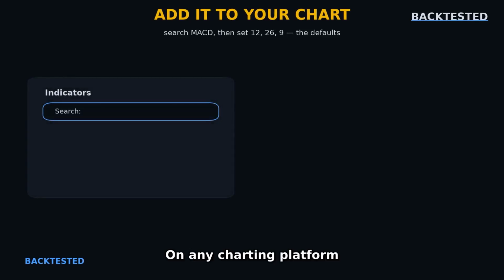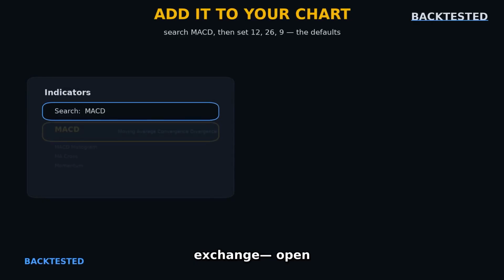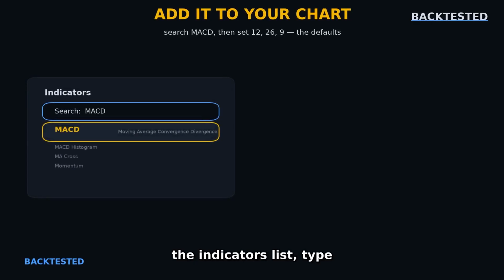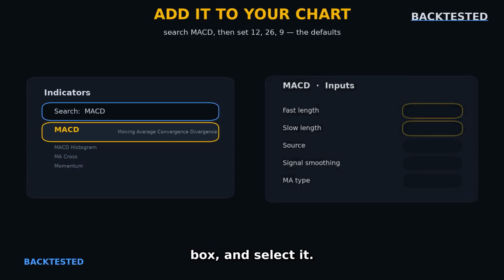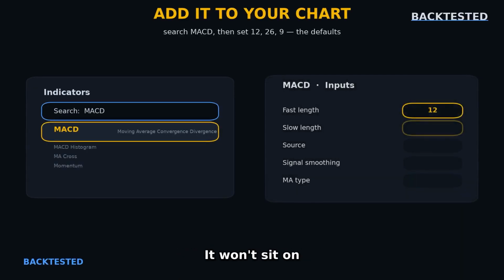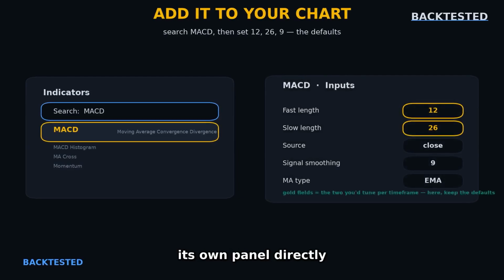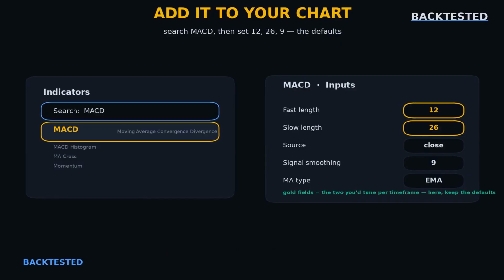Adding it to your chart takes seconds. On any charting platform, TradingView, your broker, an exchange, open the indicators list, type MACD into the search box, and select it. It won't sit on top of your candles. Instead, it appears in its own panel directly beneath the price chart with its own horizontal scale.